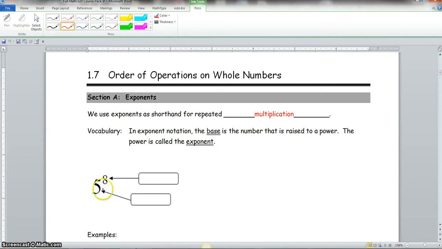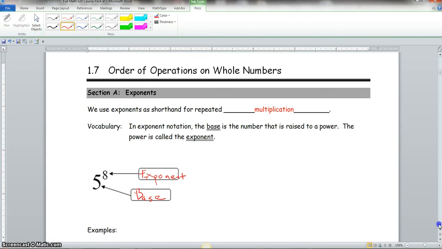So, this is the base here. This 5 is your base, and is raised to the power of 8, so this is your exponent. So this is your base, and this is your exponent. Now we scroll down here.